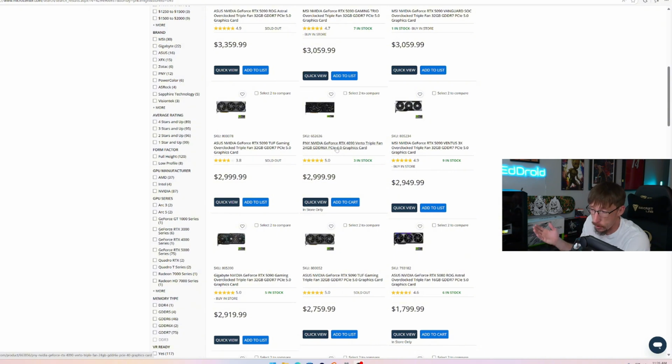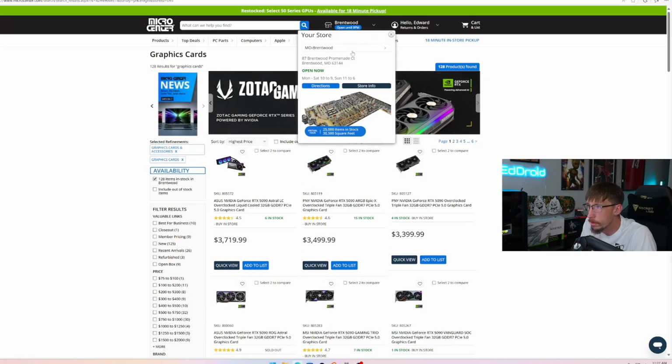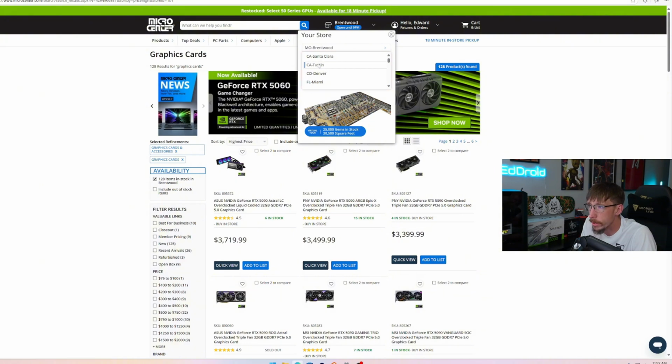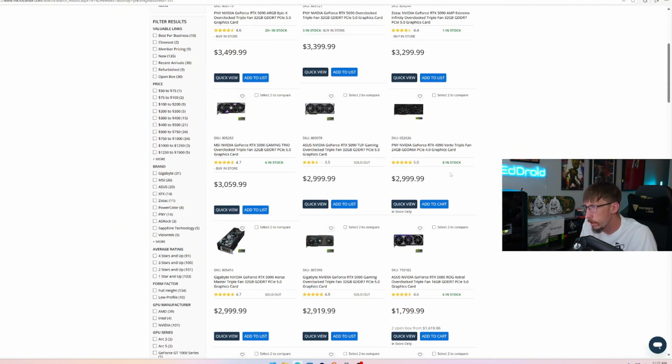Now, I don't really know what PNY or Nvidia is honestly thinking about dropping 4090s at $3,000. Please drop a comment. Let me know what you guys think about this, because in my opinion, it's really just to make the other cards look better. I'm in the St. Louis area, so this is the Brentwood location. But again, if you go to other locations like Tustin, let's say, look at it. 8 in stock, 4090s, Verto triple fans for $3,000.